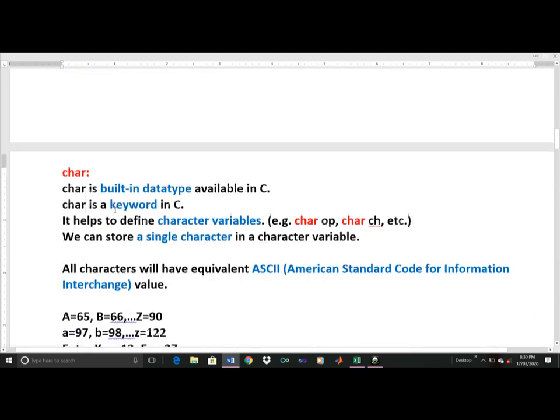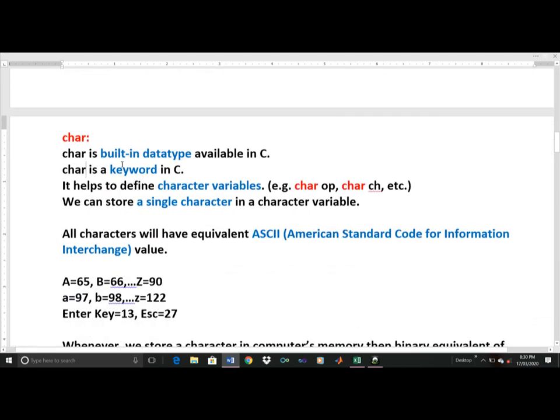How to explain about the char in the examination? We need to write more points about the char so that you can get good marks. A simple point about the char is like this: char is a built-in data type available in C language. Yes, it is true. Another point you can write about the char is that it is a keyword in C language. Already we know what is a keyword.